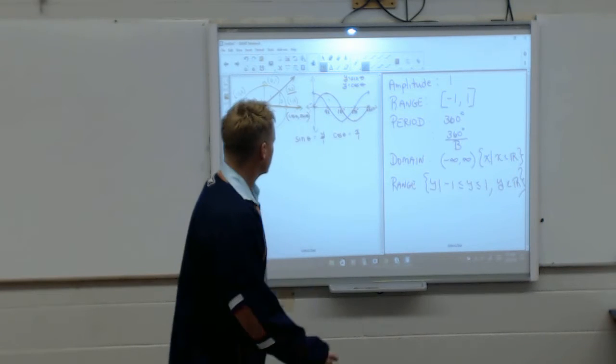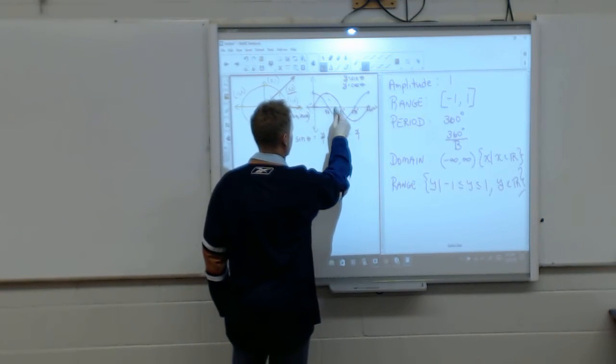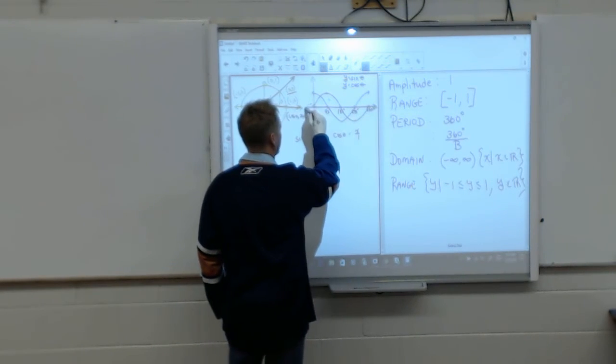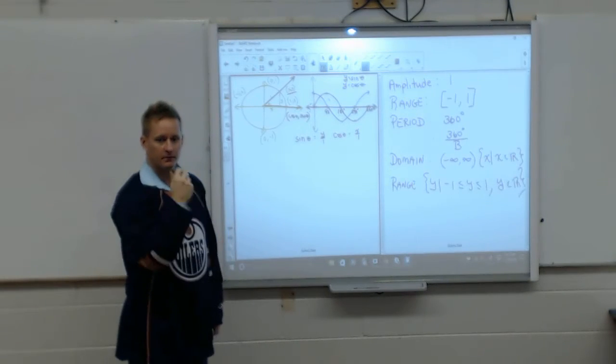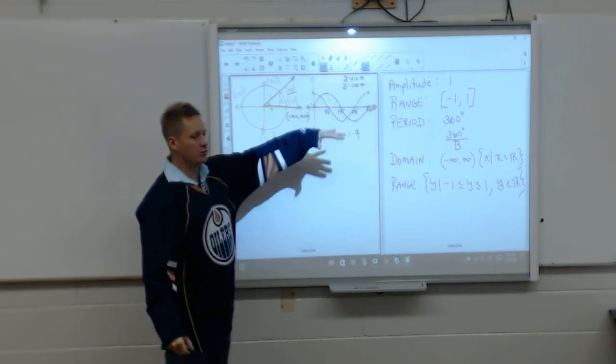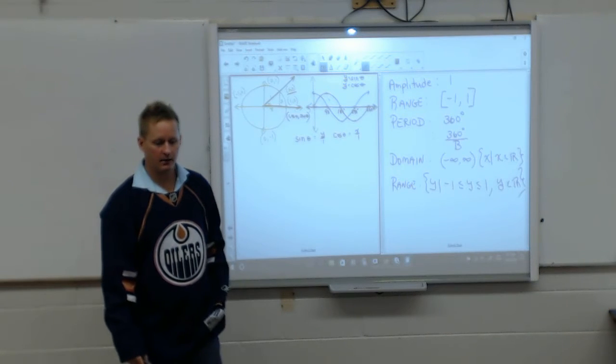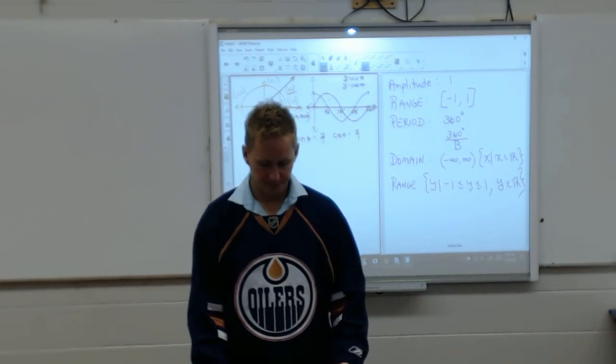What did you say the midline was again? The midline is this line right here, the line that divides it. So in this case, it would be y equals 0. But if it shifts at all, then your midline may change.